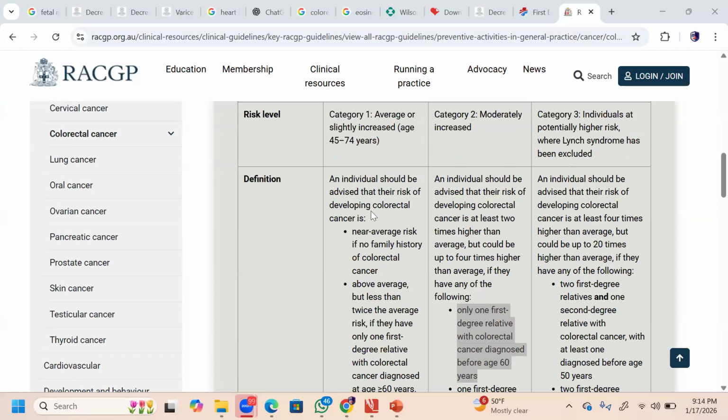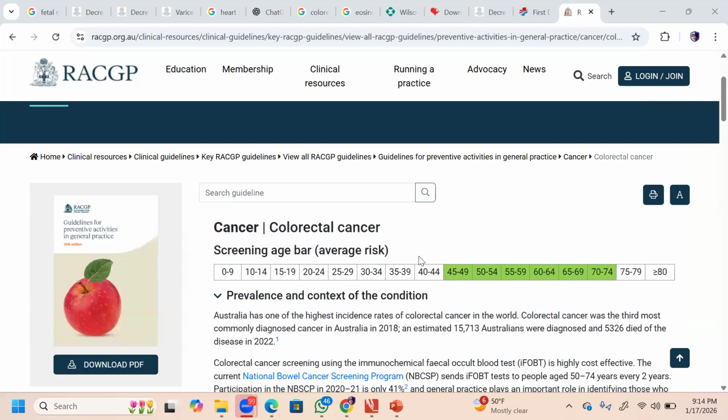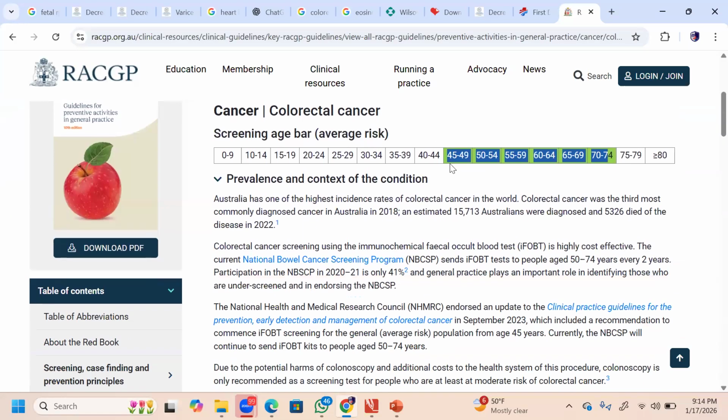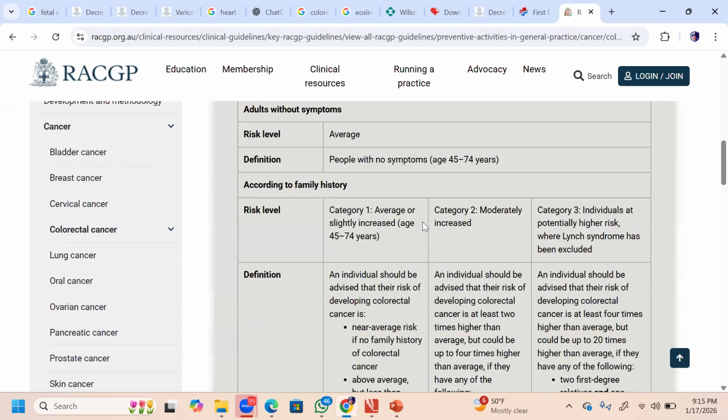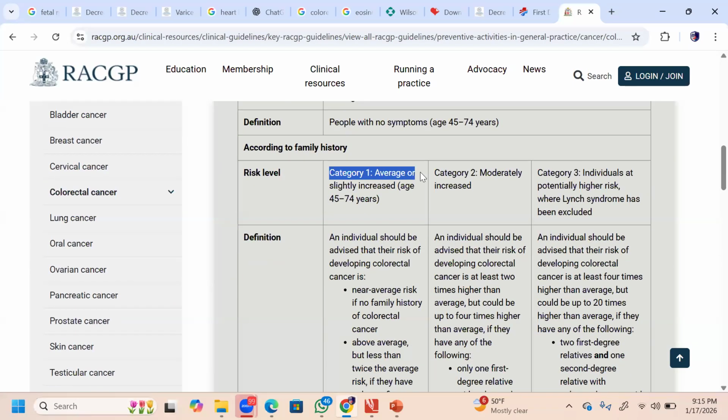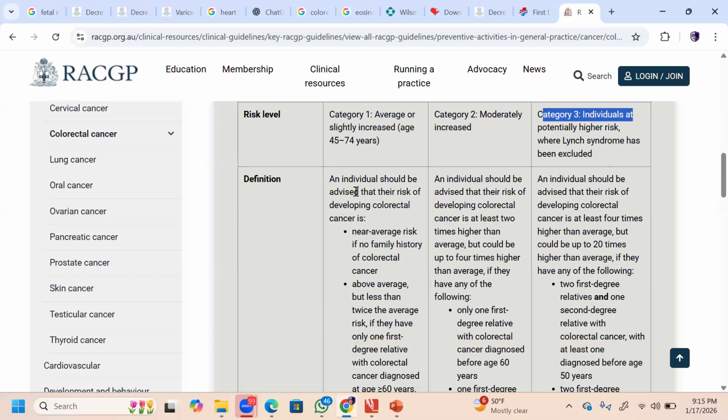Okay, so doctors, we are talking about colon cancer screening. As we discussed, colorectal cancer screening starts from 45 till 74 years. So screening starts basically from the age of 45 till 74. We have three categories: category 1, category 2, and category 3. Category 1 is the average population. No risk factor present, no family history, nothing.